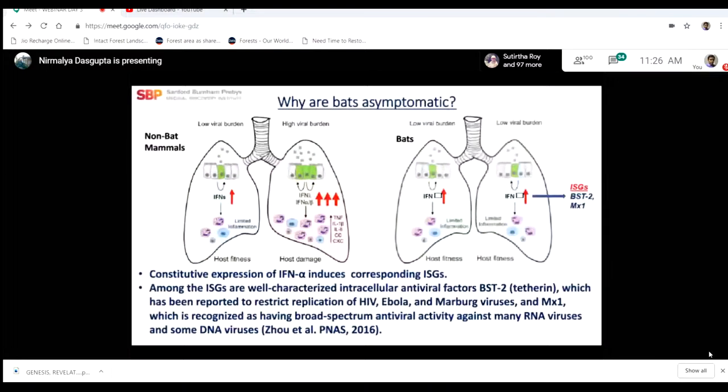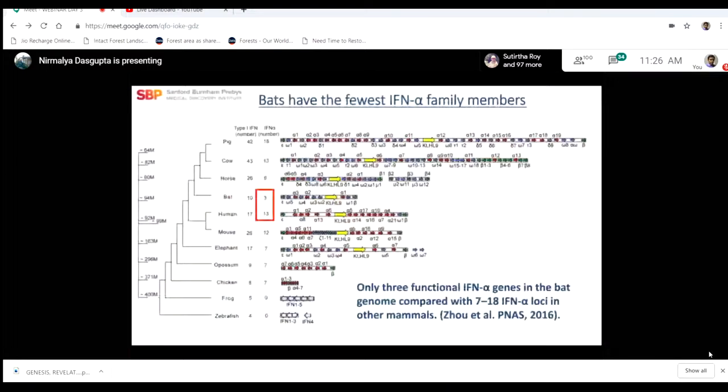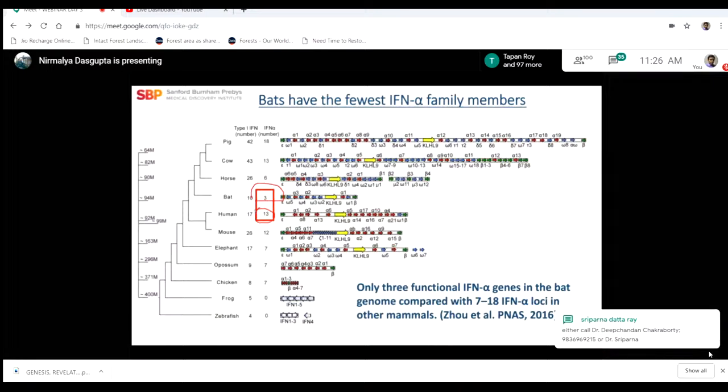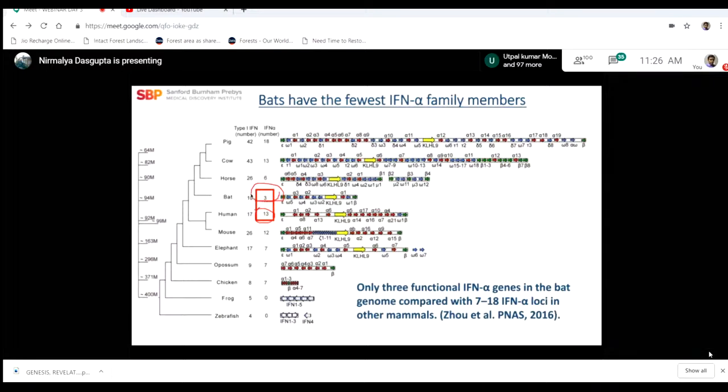Now, how can they control this secretion at a low level? You can see that where humans have 13 interferon genes, bats have only 3 interferon genes. You can see other species, 18, 13, but bats have only 3 interferon genes. So that is one of the reasons for their controlling interferon secretion.